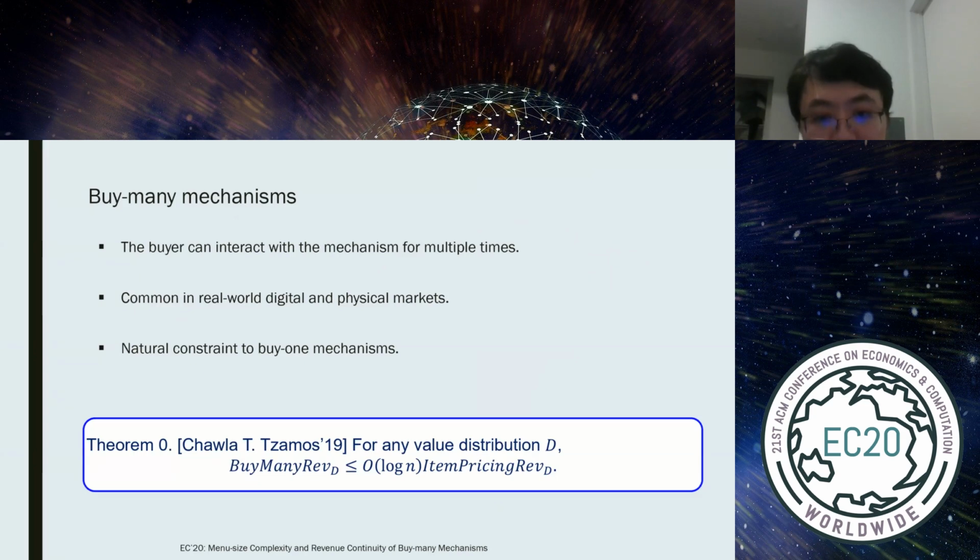In a previous EC, we showed that the optimal buy-many mechanism can always be approximated in revenue by simple mechanisms. And in particular, item pricing gives an O(log n) approximation to the optimal buy-many revenue. Such results do not require any assumption on the value distribution D; it can be an arbitrarily correlated distribution over arbitrary valuation functions. This contrasts with the results for buy-one mechanisms where no mechanism with finite menu size can get a finite approximation in revenue.